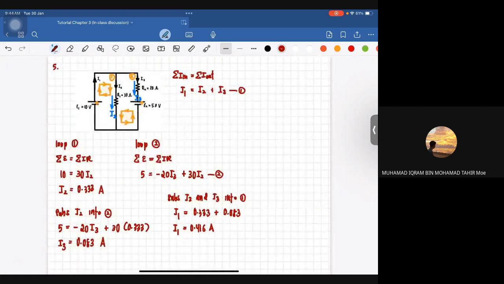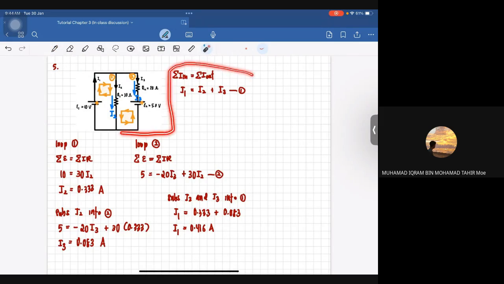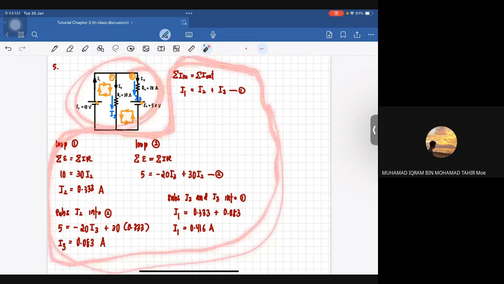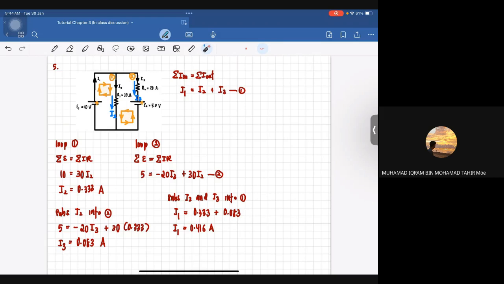Boleh kah? So kiranya nanti dalam exam, kamu punya solution is basically just this one. Okay, yang ini sahaja, yang ini tidak payah. Okay? Boleh? Ada soalan?